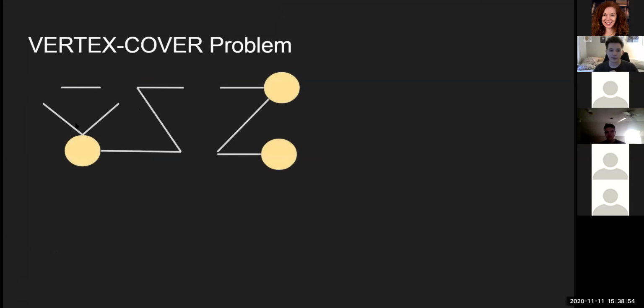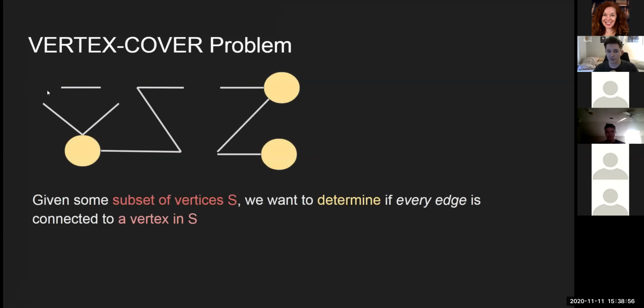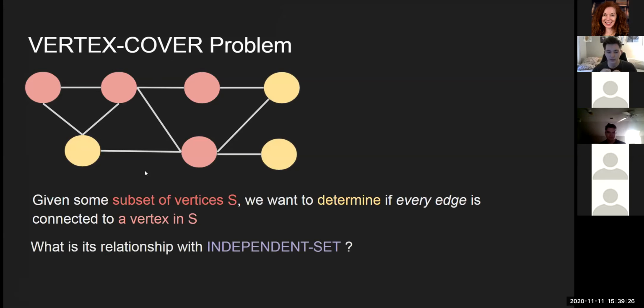Problem two is vertex cover, where similarly we start with a graph. We start with a subset of vertices, and we want to determine that our subset, which are these right here, is connected to every single edge. So every single edge is connected to one of the vertices in our subset. If we have these ones right here, this is a potential solution. We see that every single edge shares a connection with one of the nodes in our subset. All right. So the question is, what is the relationship between vertex cover and independent set?